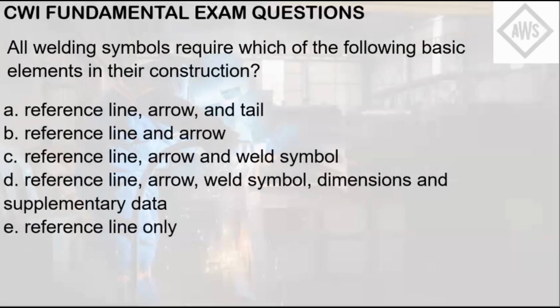So the only necessary elements of the welding symbol are the reference line and arrow. All others are just optional. You cannot call a welding symbol without these two elements. So the answer here is letter B.